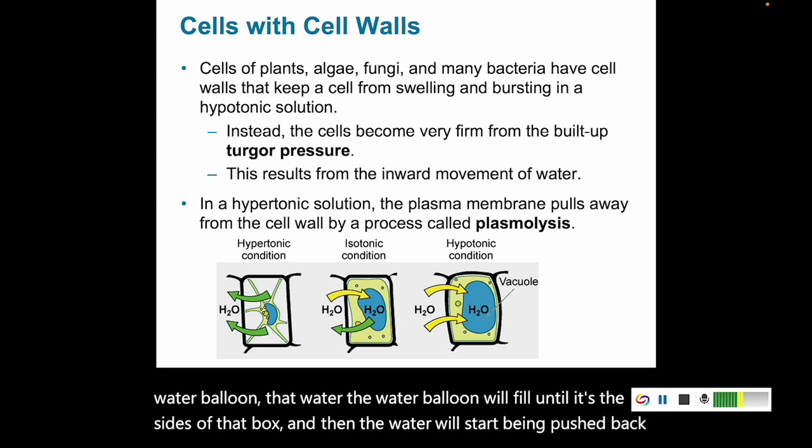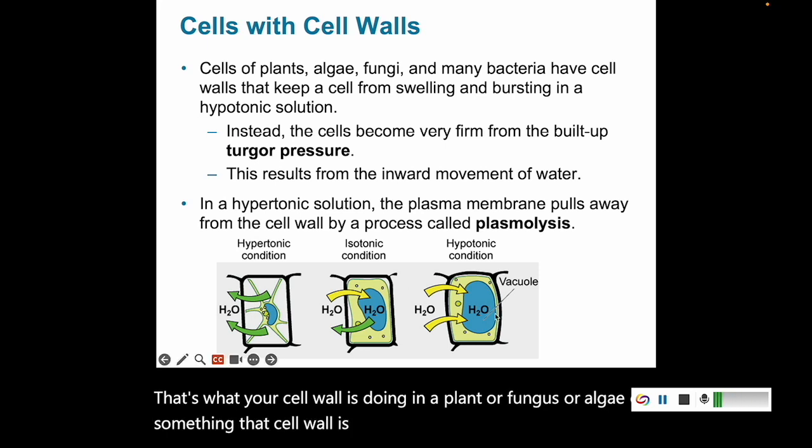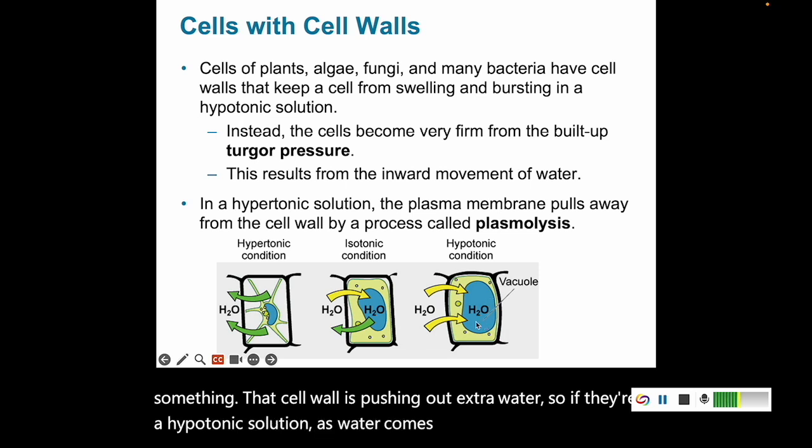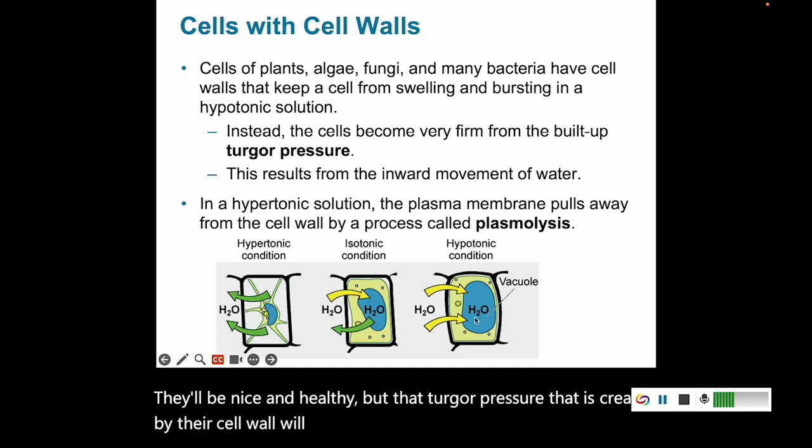That's what your cell wall is doing in a plant or a fungus or an algae or something. That cell wall is pushing out extra water. So if they're in a hypotonic solution, as water comes in, it'll fill up their vacuole. They'll be nice and healthy. But that turgor pressure that is created by their cell wall will push extra water out. So their cell is less likely to burst here.